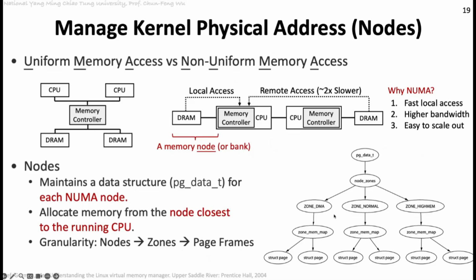Okay. And then under the zone, there are page frames, right? Because a zone is usually larger than a page frame, in terms of granularity. So this is the hierarchy for Linux to allocate the physical memory.